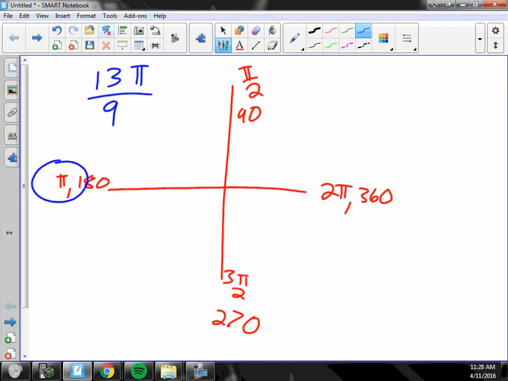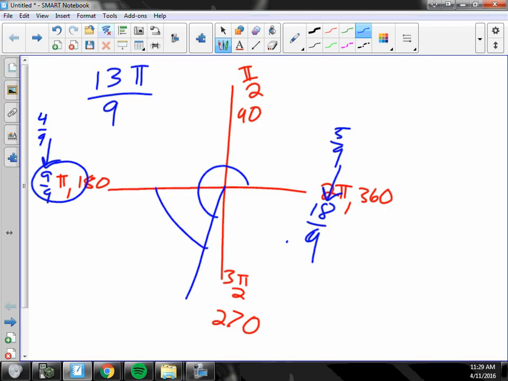So the top half would be 9 over 9, and a full rotation would be 18 over 9. Am I closer to 9 or am I closer to 18? How close am I to 9? 4/9 away. How close am I to 18? 5/9, which puts me just barely in quadrant 3.